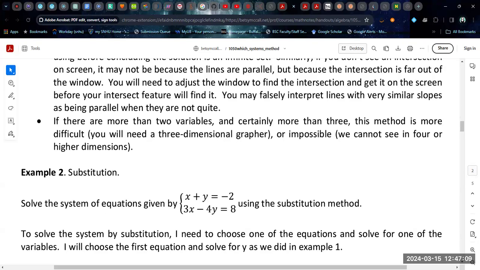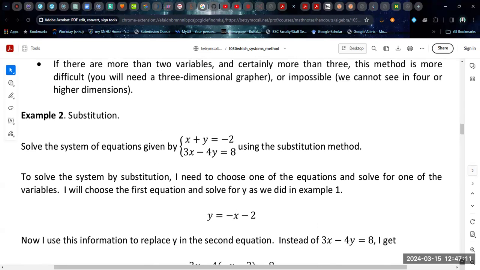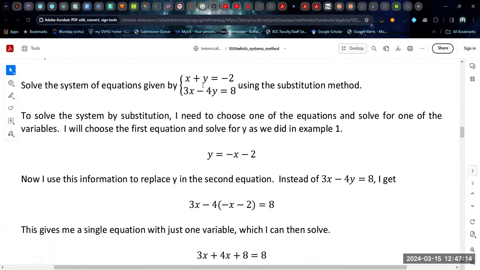Now, our second solution method is substitution. And again, we're going to look at the same set of equations, and we're going to use the substitution method to solve this. Now, the way substitution works is you take one of your equations, you solve for one of the variables in one of those equations, and then you substitute that in for that variable in the second equation, so that what you end up with is a system that has only a single equation that has only one variable in it.